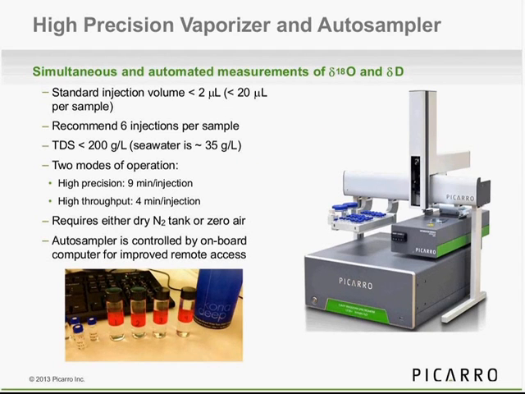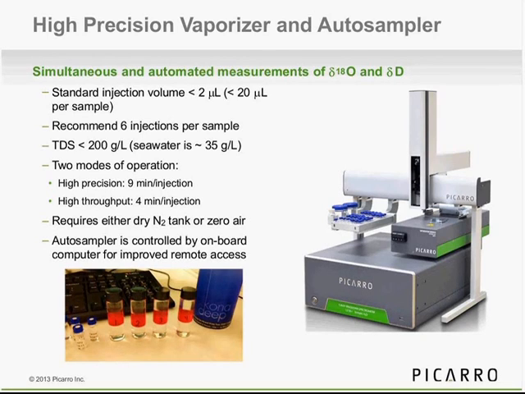So the high-precision vaporizer and Autosampler. This, as I said, is going to be the most relevant for isotope hydrologists. It's a very simple concept. Basically, CRDS is measuring a gas phase species. If you're working with liquid water, precipitation, groundwater, river water, you need to convert that to vapor. So it's a very simple vaporization process, and then you introduce that water into the analyzer. Each injection is about 2 microliters. We typically recommend 6 injections, but it depends how you're dealing with memory. So you're looking at using about 20 microliters per sample.